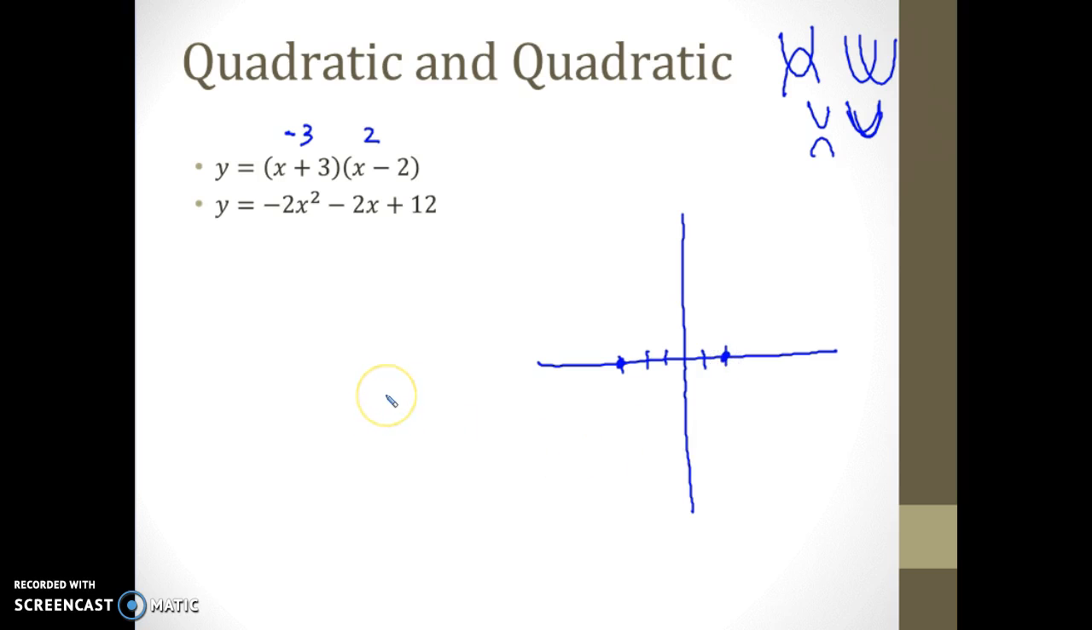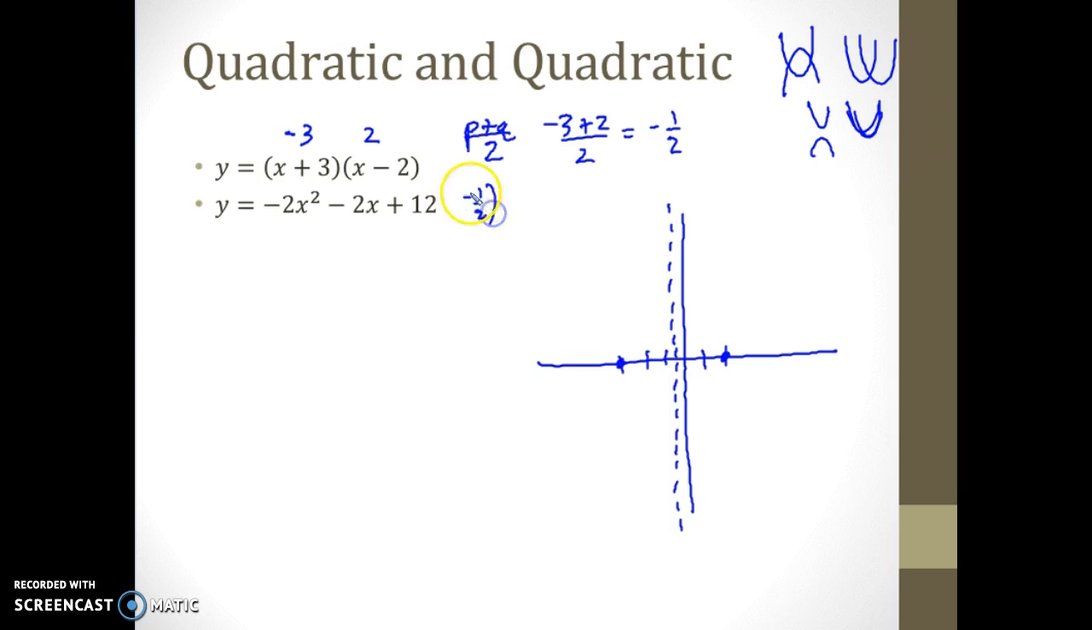Right, then I need my vertex. That's the most important point on my quadratic. So to find the vertex, we've got to find p plus q over 2 and then plug that back in. So that's going to be negative 3 and positive 2 over 2, which is negative 1/2. So the middle of my graph is at negative 1/2. And then I plug that back in.